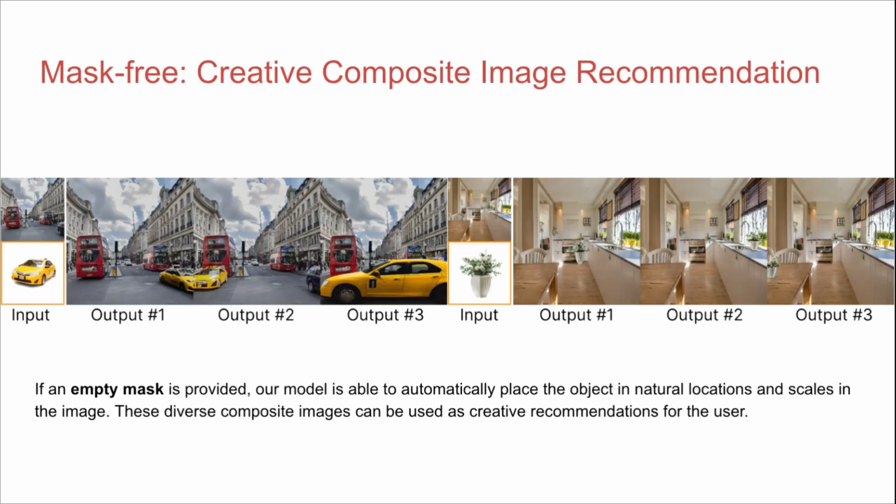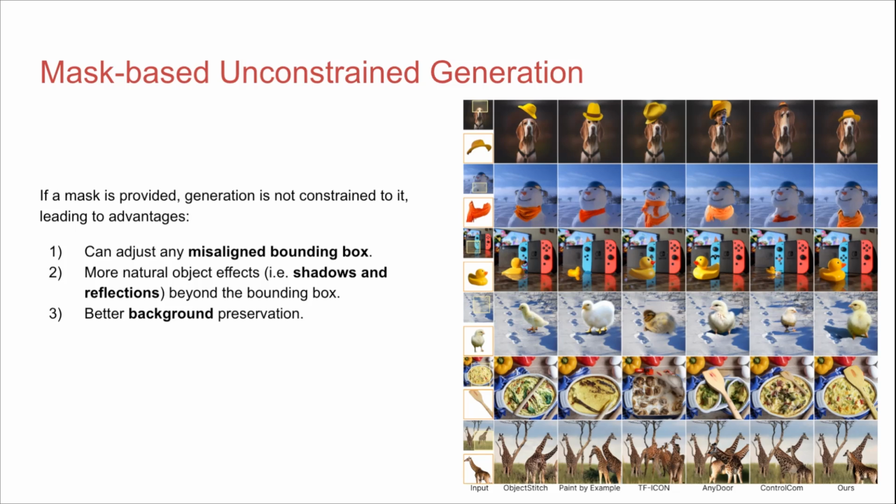Therefore, at sampling time, if no mask is provided, the model can automatically place the object in diverse natural locations and scales. At the same time, when the user does provide the mask, it is used for guiding the location and scale of the object in the generated image, showing that it is able to adjust any bounding box misalignment if needed.